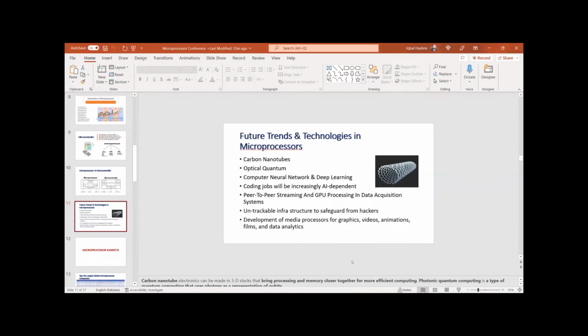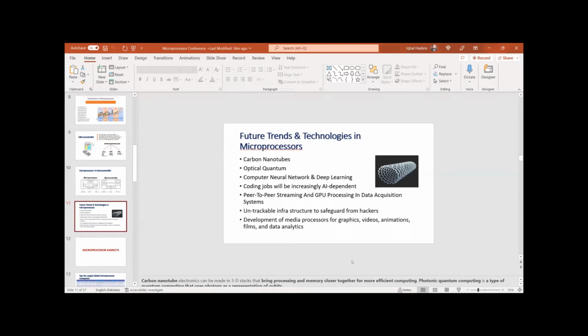quantum leap. And also, as I explained, there is work on neural networks as well, and deep learning. Deep learning is a combination of neural networks and artificial intelligence, giving more capabilities to computers. And of course, AI software is becoming more intelligent. So more coding jobs will be done by AI software, or at least coding jobs will be assisted by AI software, which is happening right now.